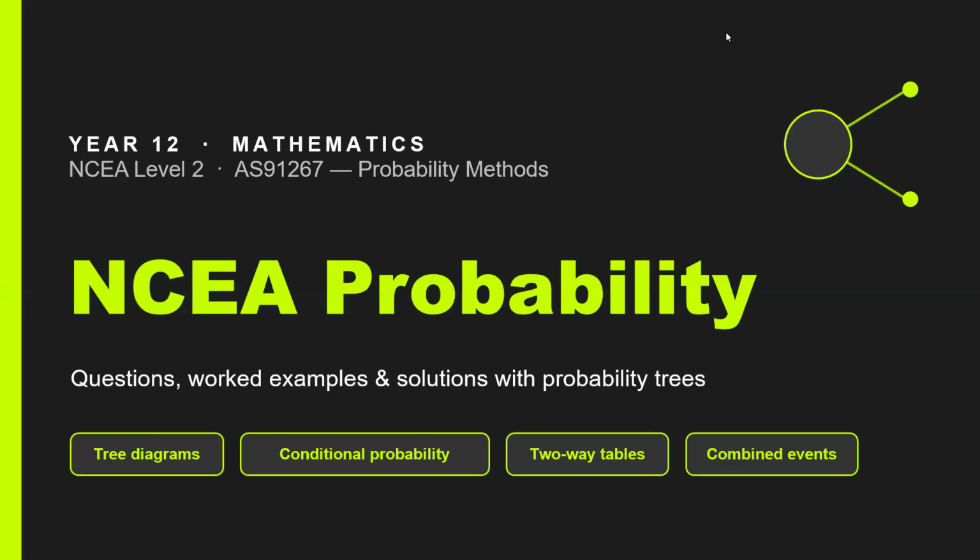Hello, everyone. Today we are here to learn about probability methods, and this is for NCEA Level 2, which is for Year 12 students, focusing on the standard AS 91267. As part of today's coverage, some of the things you might be learning about are tree diagrams, conditional probability, as well as looking at two-way tables and combined events.